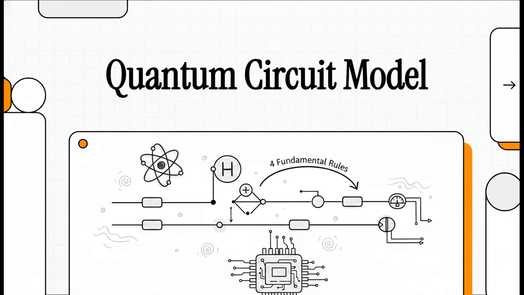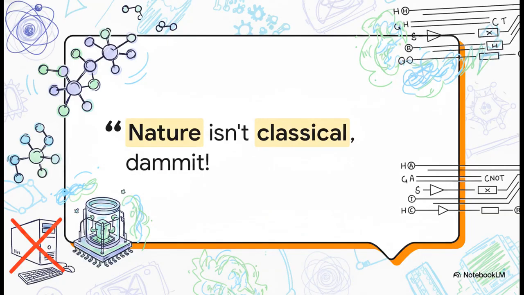Welcome to this explainer. Today, we're bridging that massive gap between abstract quantum physics and actual practical computer science. We're going to break down the 4 fundamental rules of quantum mechanics and see exactly how they form the ultimate blueprint for quantum computers. If you've ever wondered how these futuristic machines actually process information under the hood, you are in the right place. Let's kick things off with a classic thought from the legendary physicist Richard Feynman.